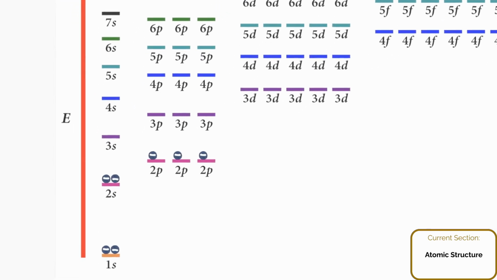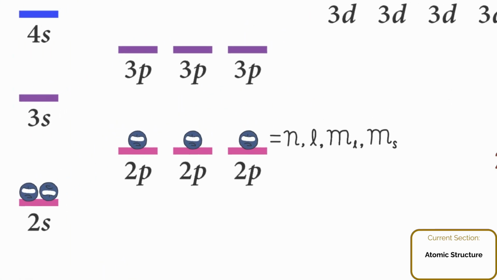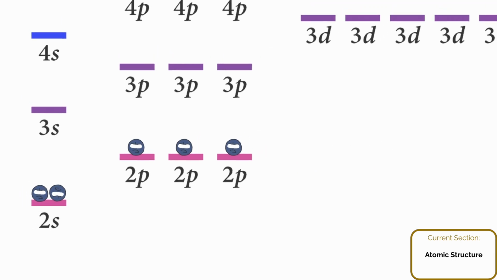So putting this all together, the 2p3 electron of nitrogen in this orbital would have a principal quantum number of 2, since it's in the second shell, an angular momentum quantum number of 1, since it's in the p subshell, the magnetic quantum number of positive 1, since it's in the third orbital of the p subshell, and a spin quantum number of positive 1/2, since it is spinning upwards.